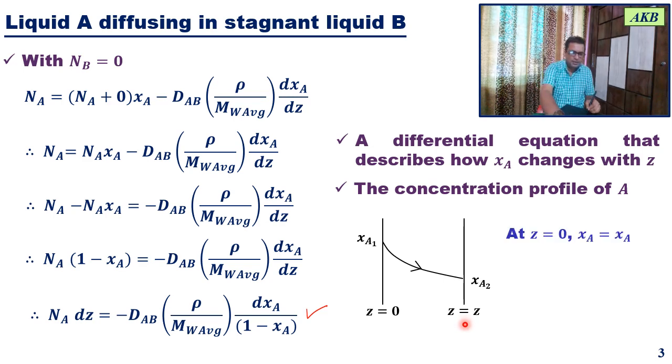Okay, at z is equal to 0, what can you say? The value of xa is xa1, high concentration, and at z is equal to z, what is the value of xa? Xa is xa2. Okay, so this is how the concentration of A is going to change as it diffuses from the plane z is equal to 0 to z is equal to z. Okay, now let us move ahead.